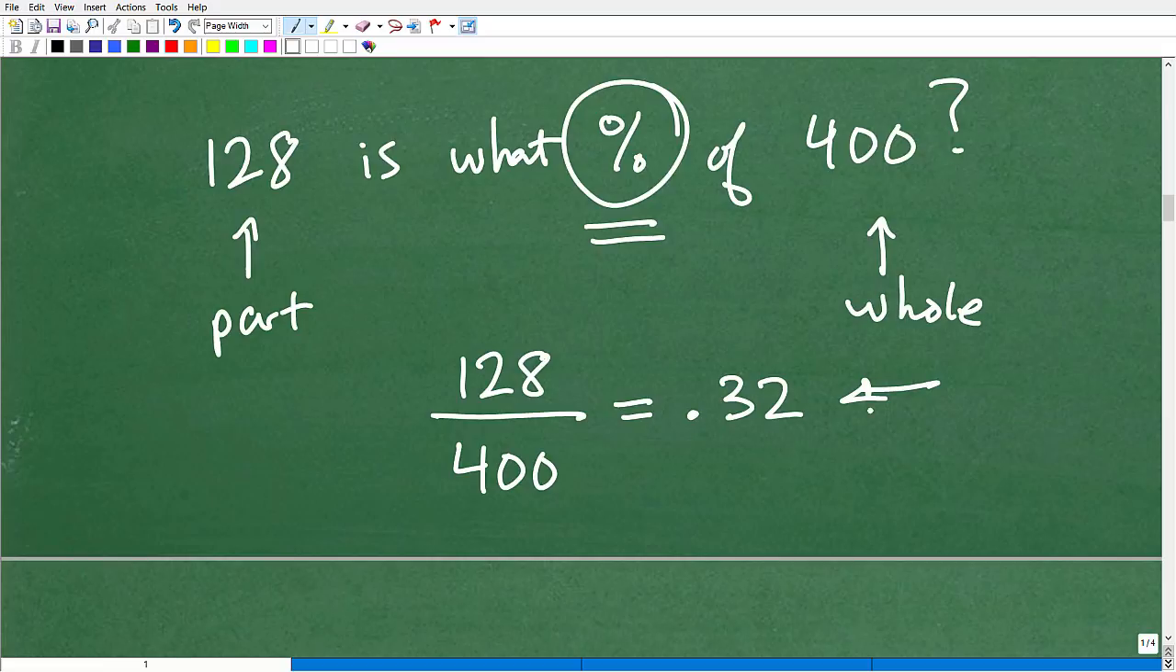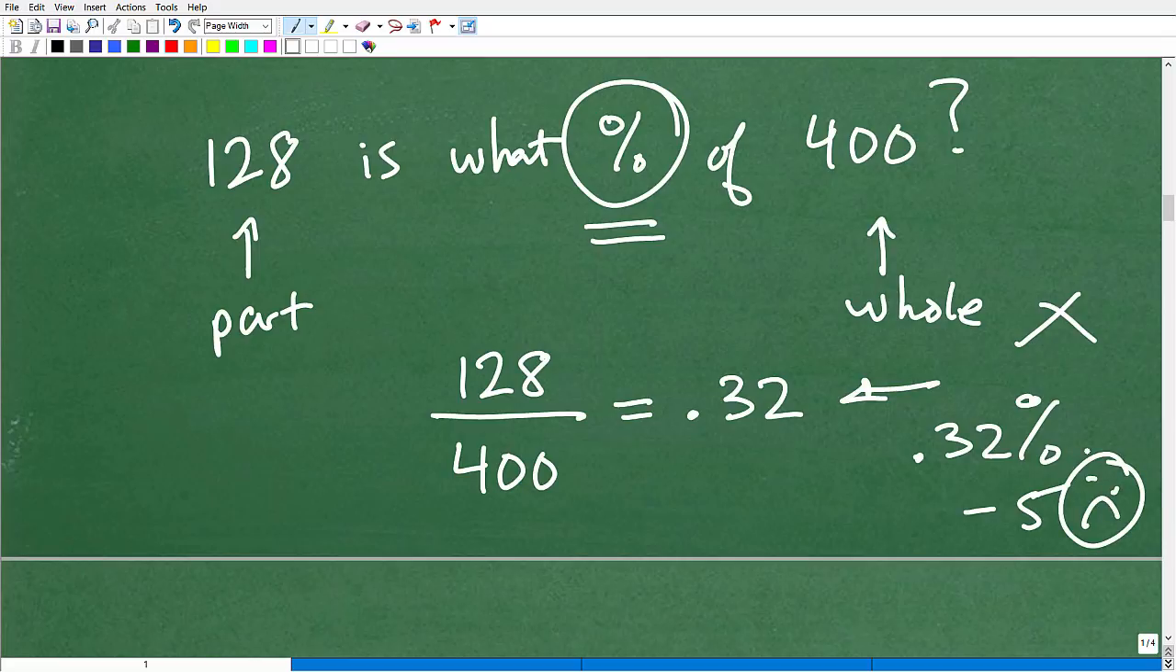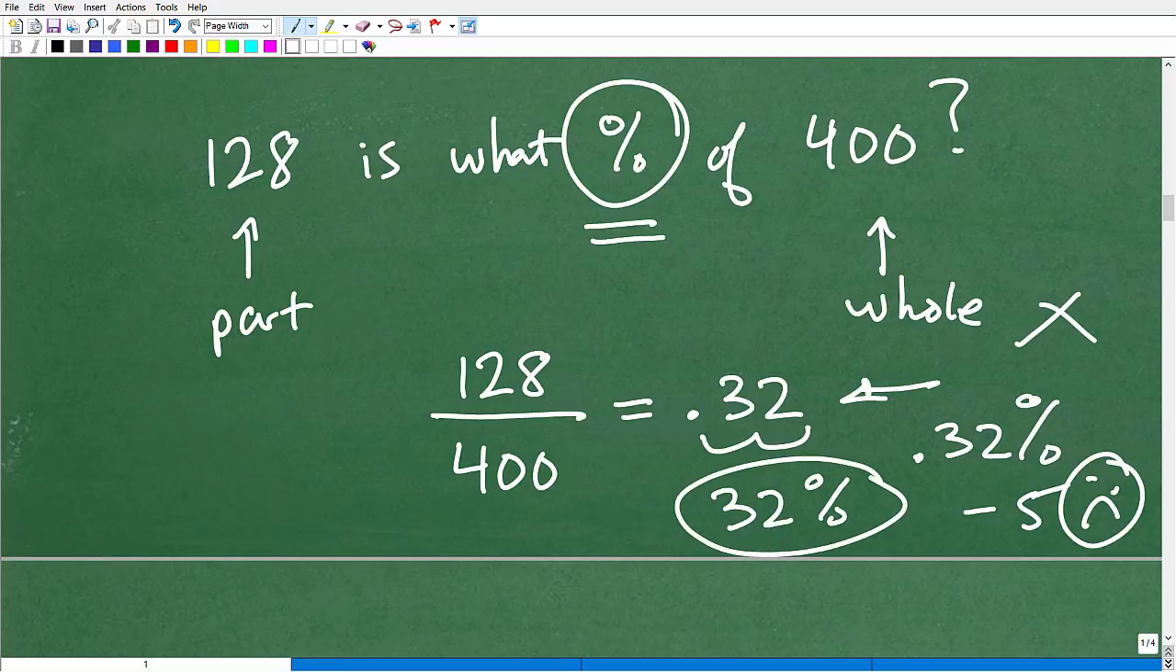This is another area where a lot of people mess up percent problems. They're like, oh, it's 0.32%. I'm telling you right now, if I did this as a little pop quiz, so many students would give me this answer. And I'd be like, oh man, I hate doing this, minus 5, sad face, the whole 9 yards. I'm like, no, no, no, you're so close. 0.32 is a decimal. We need to change our decimal into percent. And how do we do that? Remember, I multiply by 100, or I move the decimal point over to the right 2 times. So that's 32%. Remember, the question is asking, 128 is what percent, not 128 is what decimal.